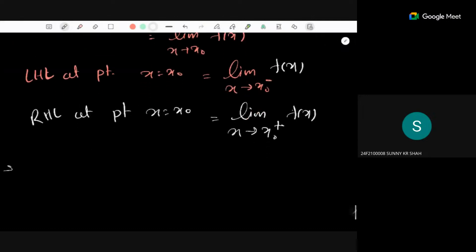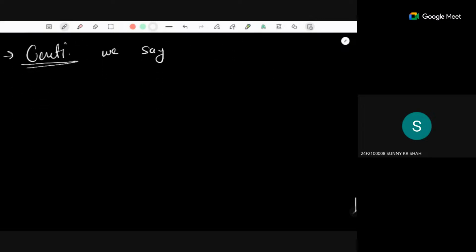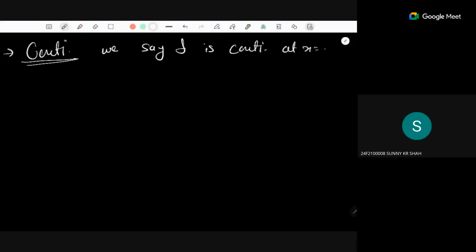And what does the continuity of a function mean? Continuity means the limit of the function should equal the value of the function. So we say the function f is continuous at the point x equals x naught if the limit as x tends to x naught of f of x is equal to the value of the function. That means the limit of a function is the same as the value of the function, then we say the function is continuous. Okay, so this is the theoretical meaning.